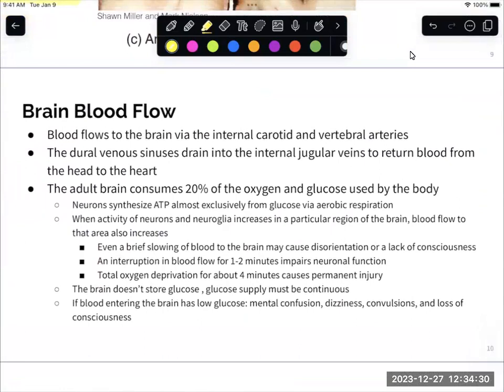So, the brain blood flow. We send blood to our brain through the internal carotid arteries and the vertebral arteries. The vertebral arteries travel in those transverse processes, those transverse foramen. The vertebral arteries go through those transverse foramen up into the skull. Whereas the internal carotid is going to go through the carotid canal in the skull.